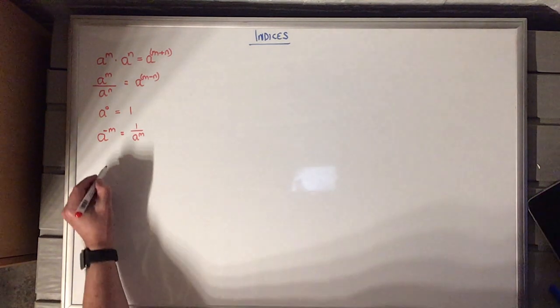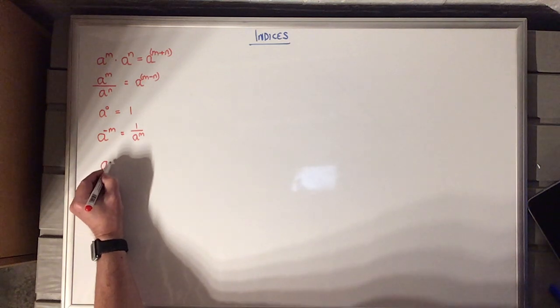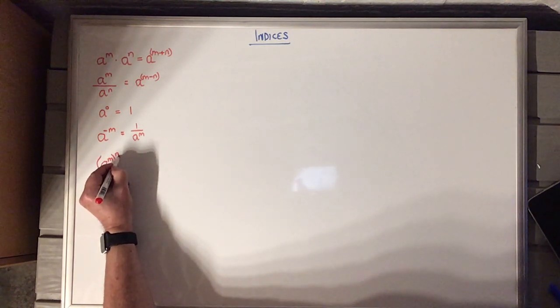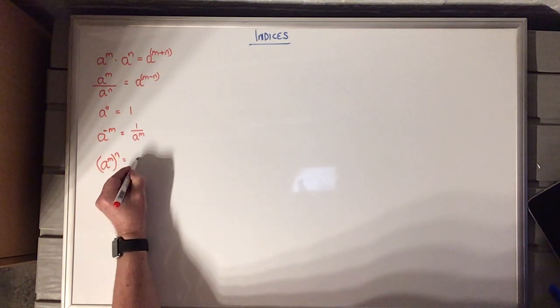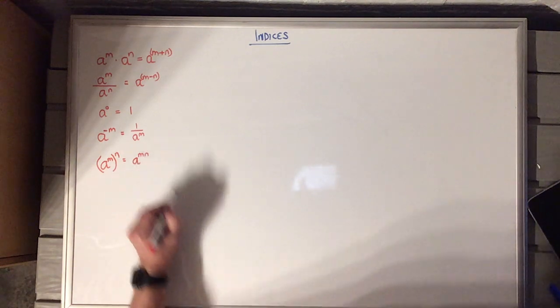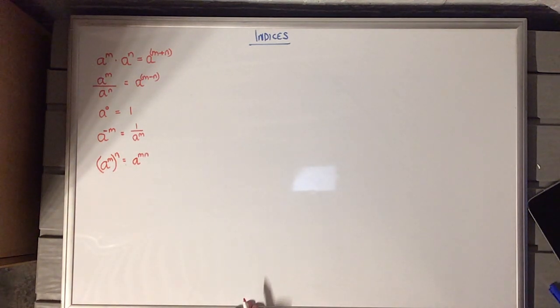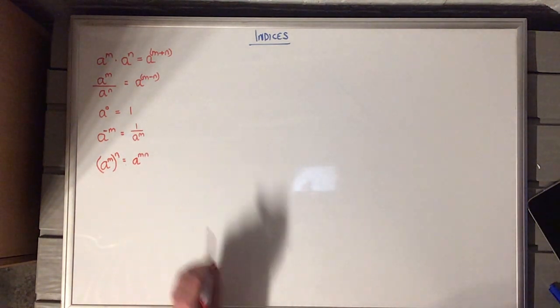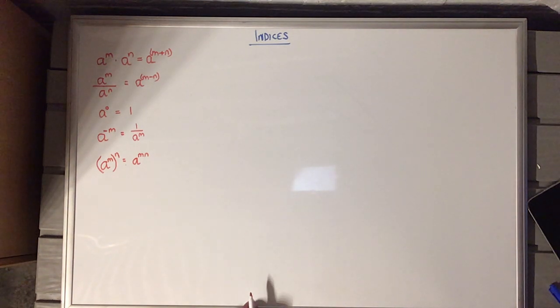Next one's power of a power. A to the power m all to the power n is equal to a to the power m times n. So that's us multiplying the powers. It's called power of a power. I like to call it the power of a power.